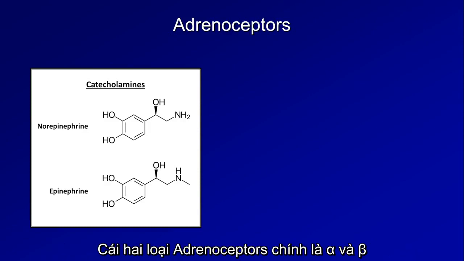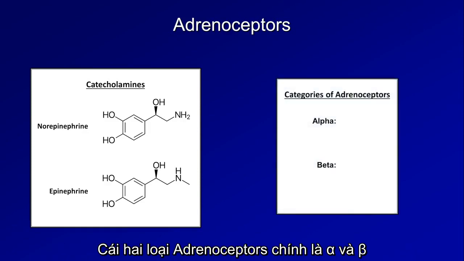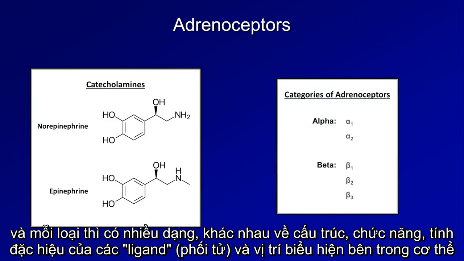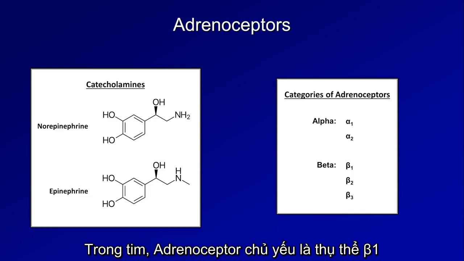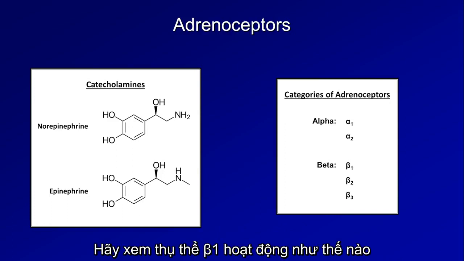There are two major categories of adrenoceptors, called alpha and beta, and each of those have multiple subtypes, which vary in their structure, function, ligand specificity, and location of expression within the body. Within the heart itself, the primary adrenoceptor is the beta-1 receptor. Let's look at how the beta-1 receptor works.